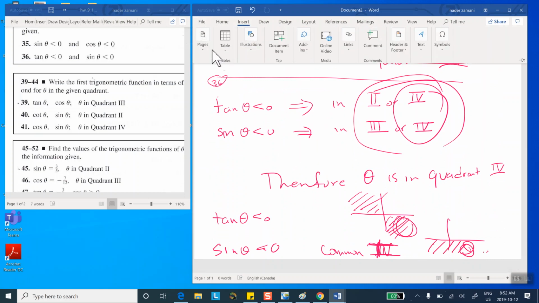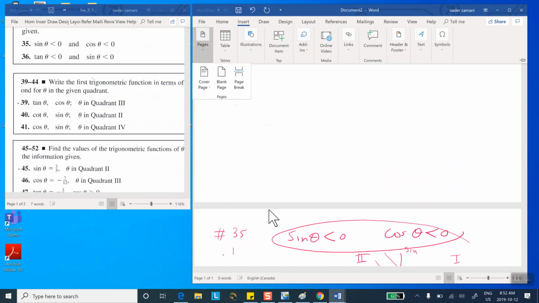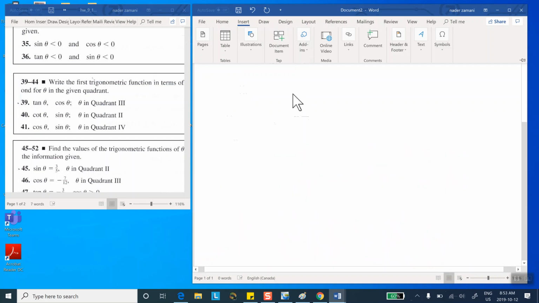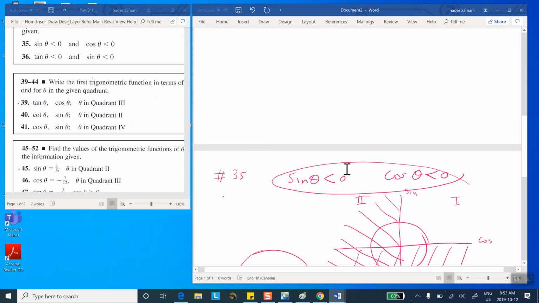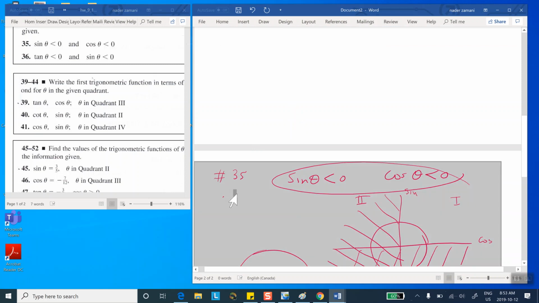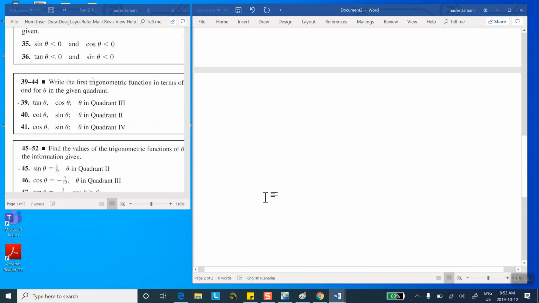Insert new page. How is it that it keeps putting it at the bottom? I'm not sure. Okay, so let me insert some pages here.